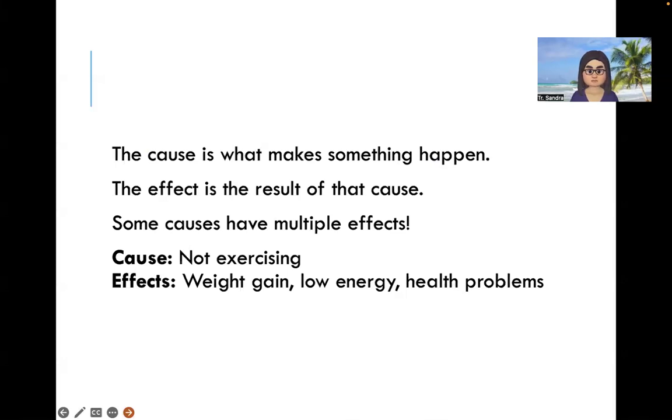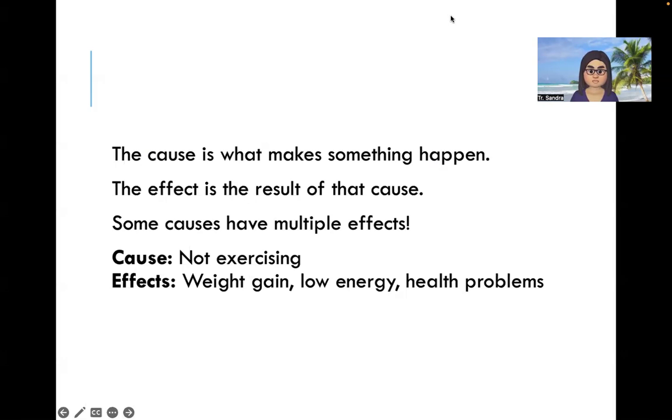Some causes have multiple effects. The cause is not exercising. What about the effects? You will gain weight, you will have lower energy, there will be lots of health problems. So sometimes there is only one cause and there are multiple effects like this.